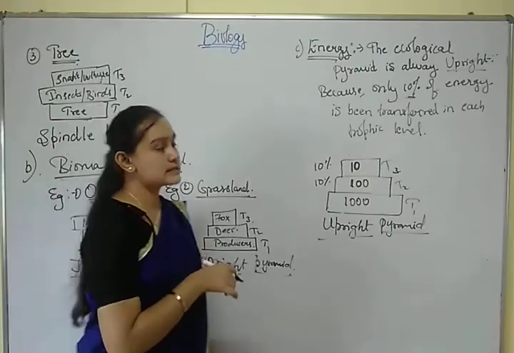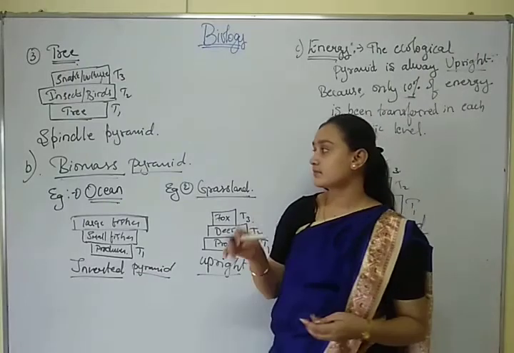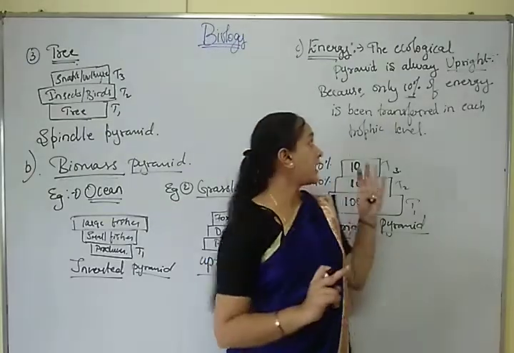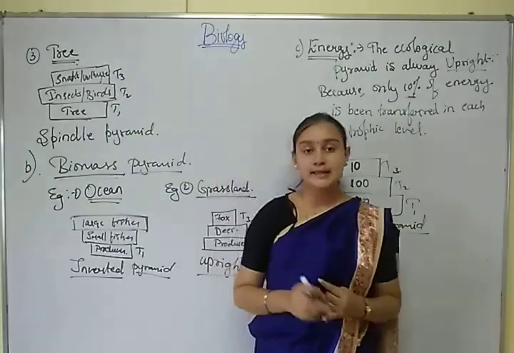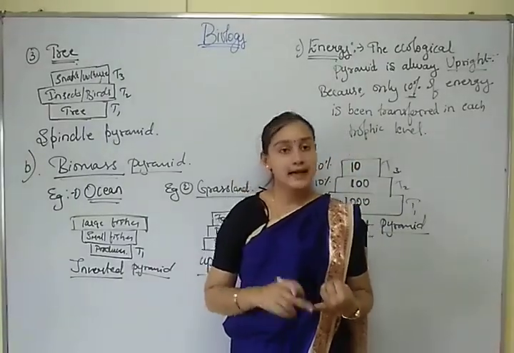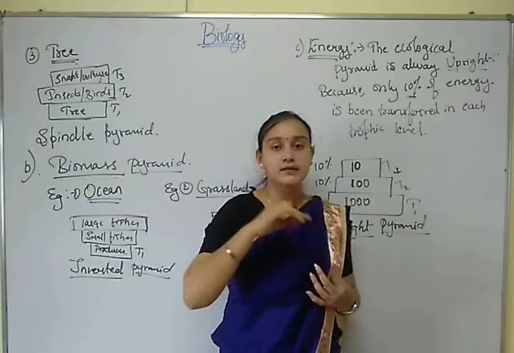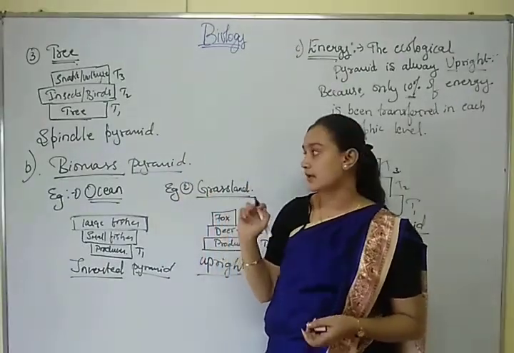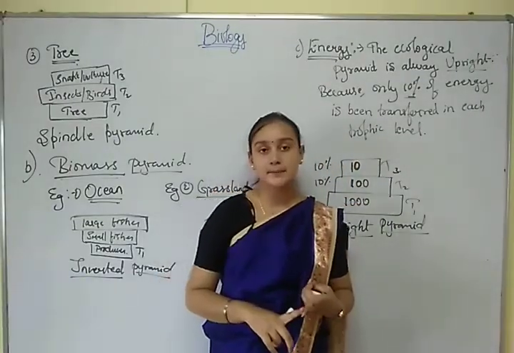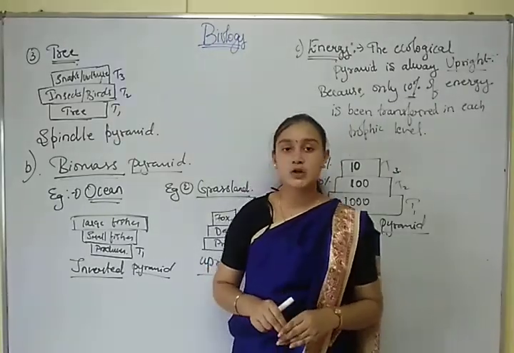So in this class, on the ecological pyramid, we have discussed the basis of number, biomass, and energy. By taking the examples of forest, grassland, and ocean, we have constructed pyramids. In the shapes of a pyramid, there are three types: upright, inverted, and spindle shape. So this was all about the ecological pyramids.